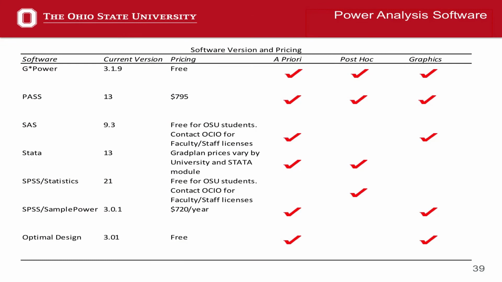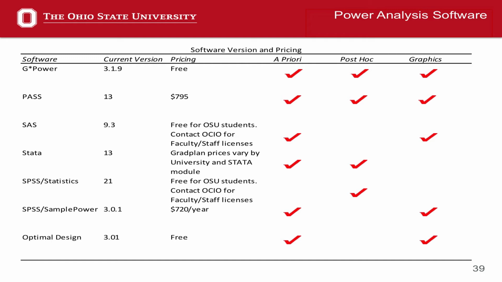This first table lists the most common and most popular power analysis packages. You have some programs that are specifically dedicated to power analysis. That would be G-Power, PASS, and SPSS has a sample power add-on. As you can see from the columns on the right, G-Power is free and has much of the same capabilities as PASS, which costs about $800 per year.